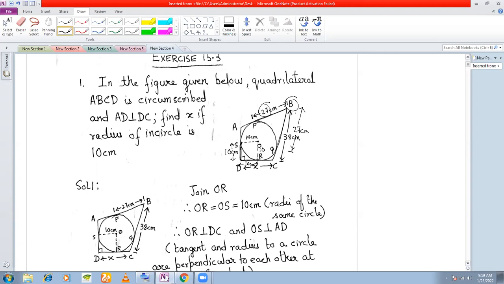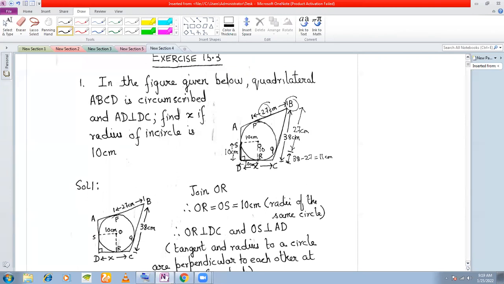because the lengths of the tangents drawn from an external point to a circle are equal, right? So this is 27 centimeters. Now if this is 27 centimeters, how much is this length? The entire length is 38. So this must be 38 minus 27, which is equal to 11 centimeters.